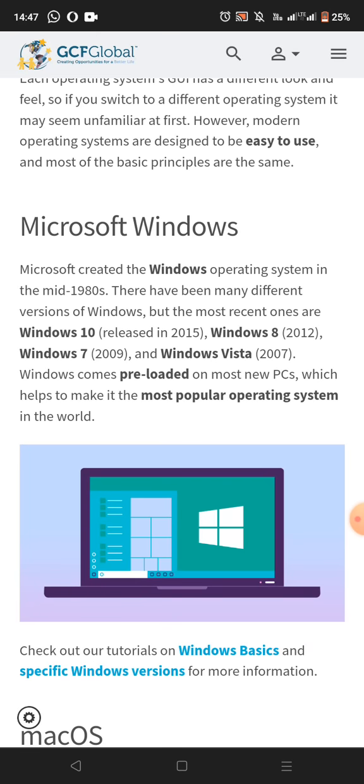Microsoft Windows. Microsoft created the Windows operating system in the mid 1980s. There have been different versions of Windows, but the most recent ones are Windows 10, released in 2015, Windows 8 in 2012, Windows 7 in 2009, and Windows Vista in 2007.